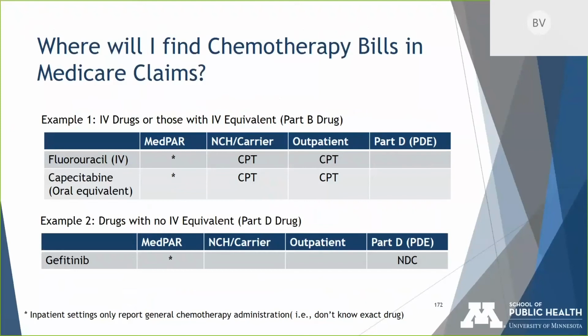As an additional example, let's say that you have a drug that you're interested in studying that has no IV equivalent. This would be considered a Part D drug. So as an example, gefitinib, this would show up in the Part D data, the PDE, the Part D event data, and you would look for those drugs using the NDC or National Drug Codes.